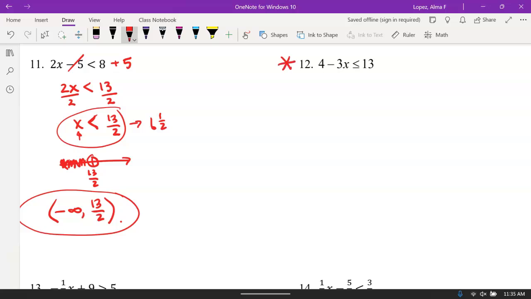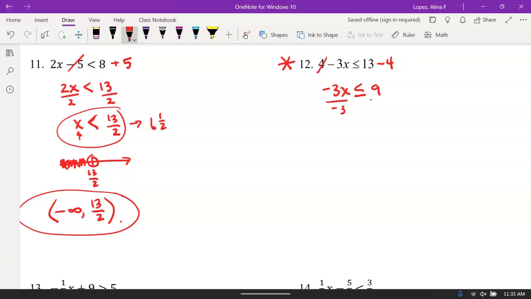Number 12, I want you to put a star by this because this is one where we get to see that flipping of the symbol. You only reverse the symbol when you divide by a negative number. I'm going to start by getting the x's all by themselves. This 4 is going to need to be moved over. It becomes a negative 4 on that side. Now we're left with a negative 3x, my symbol, and 13 minus 4, which is a 9.